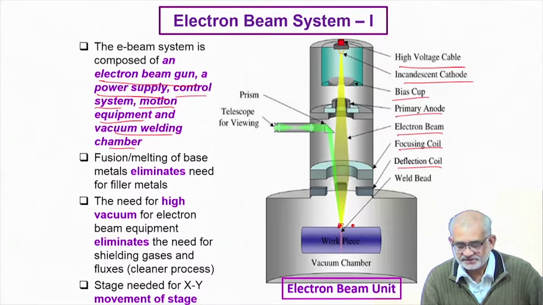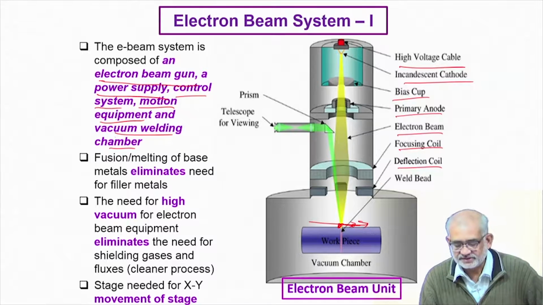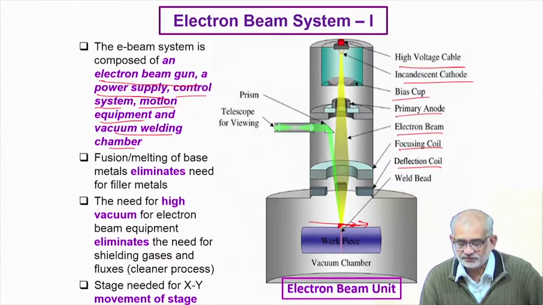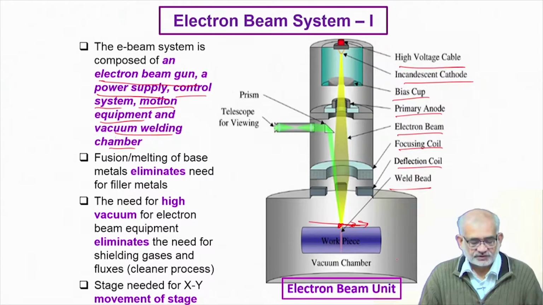Maybe this is the desired spot, but if we want to move from this spot to this, then we need to move the stage along this direction or the other direction. So there could be a relative motion between the beam and the workpiece. And this is where we get either a weld piece or maybe the surface melted zone. So this is the overall setup.